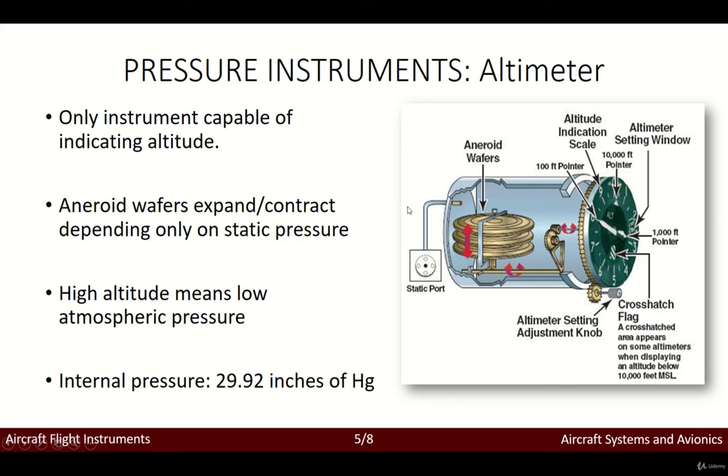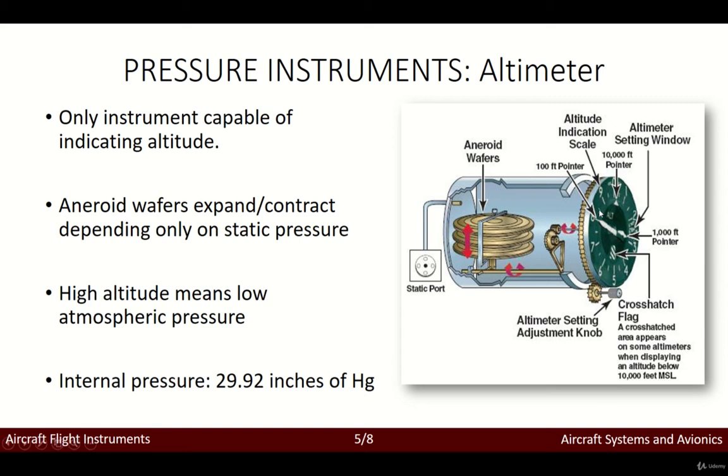Using the static pressure. Right, so again, in the case of the altimeter, we only use the static pressure, which is related to the altitude of flight. The lower the pressure, the higher the altitude, right? We already know this. A higher static pressure presses down on the wafers and causes them to collapse. A lower static pressure allows the wafers to expand. So basically what we have, as we had before, is a mechanical linkage which connects the wafer movement to the needles on the indicator face.